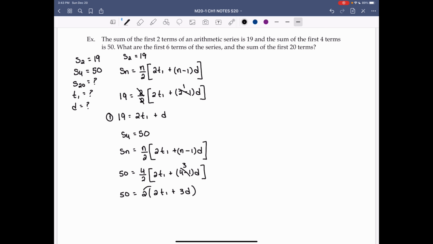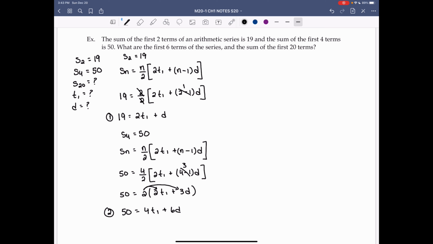Multiply the 2 into the brackets. We get 50 equals 4T1 plus 6D. And let's call this equation number 2.